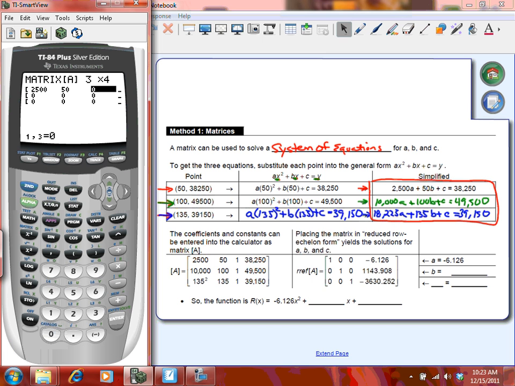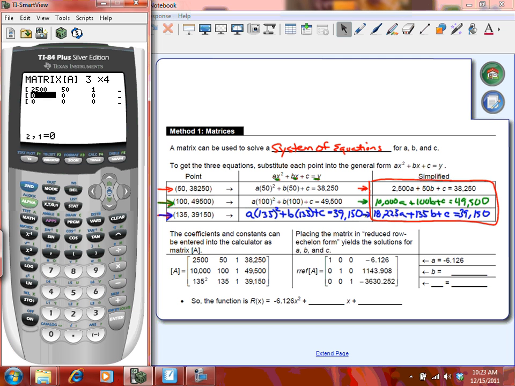The next number I need is the number in front of C. What number do you have in front of C? 1. You need the 1. The last number represents our total revenue. In this case, it's going to be 38,250. There's our first row. Notice it takes you down to the second row automatically.